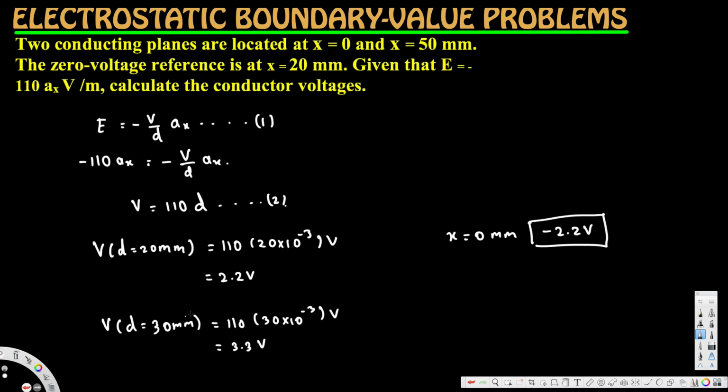Now for the second one, it's located at x equals 50 millimeter. That is in the positive x plane. So the answer remains the same. We don't have to invert this one. So this is going to be just 3.3 volts.